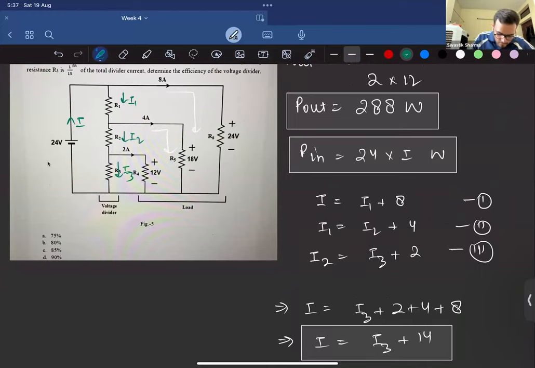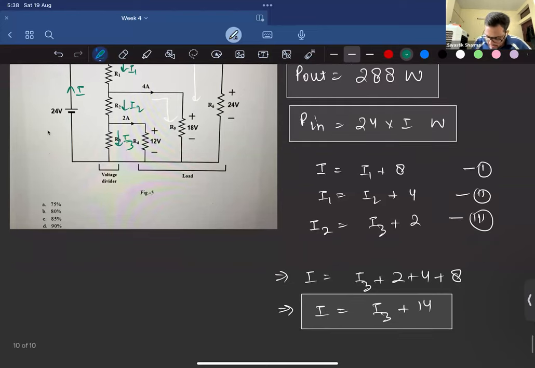I'll reiterate. What I did, I need to find this I in order to find the input power, right? So I'm simply using the current division. I is being divided into 8 and I1. I wrote one equation. Then I1 got divided into 4 and I2, I wrote that equation, and I2 got divided into I3 and 2. Equated them all together, found that I is nothing but I3 plus 14.